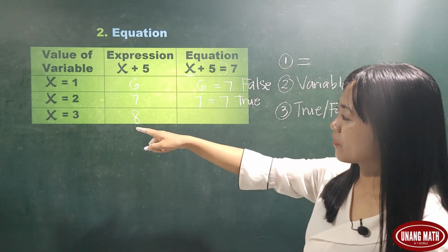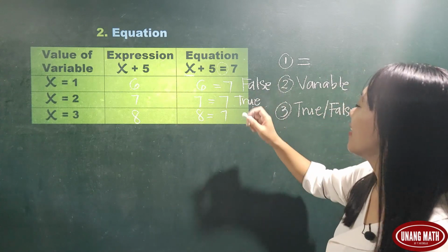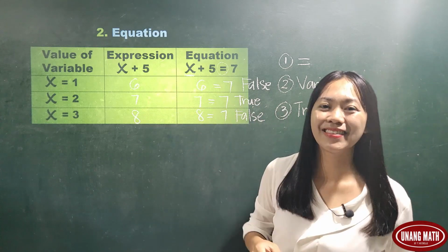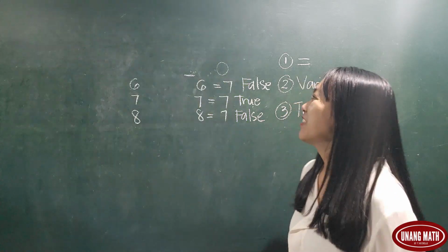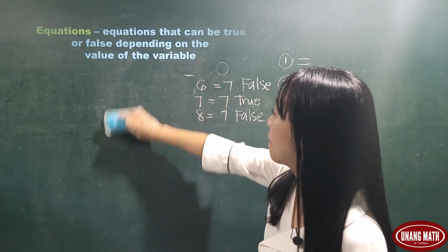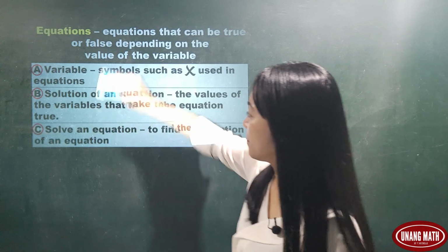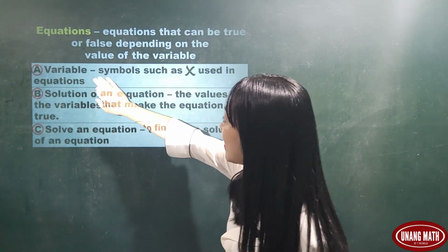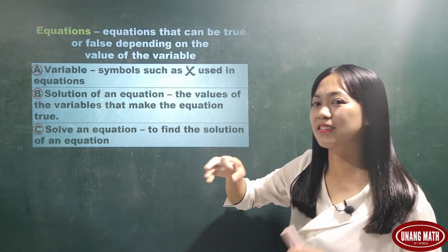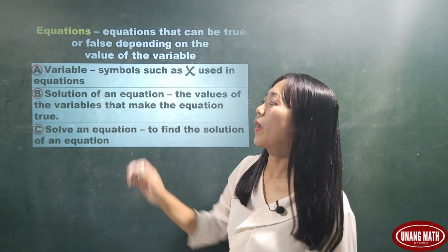Okay, how about if the value of x is 3? So 3 plus 5 is 8. So 8 is equal to 7. This equation is false if the value of x is 3. So an equation can be true or false depending on the value of the variable. Okay, when we say variable, again, these are symbols. Variables are symbols such as x, y, z, or any alphabets used in equations.